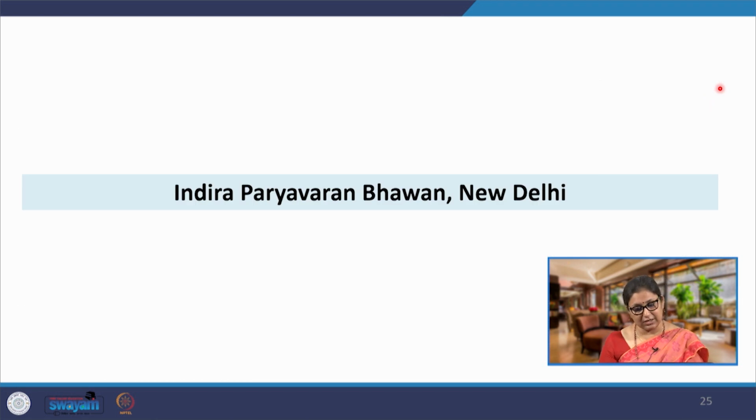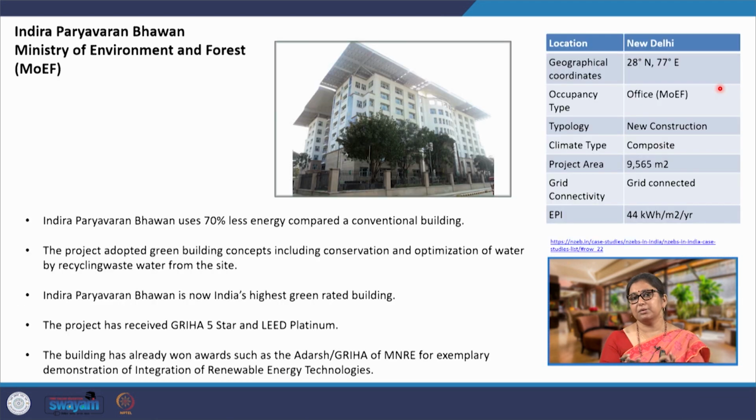The last one is Indira Paryavaran Bhavan, and pretty much the same strategies have been utilized here also. This is the Office of the Ministry of Environment and Forest, MOEF. It is grid connected and it was designed as a net zero energy building. Now, this particular building uses 70% less energy as compared to a conventional office building, which is a significant reduction. A lot of strategies have been used.